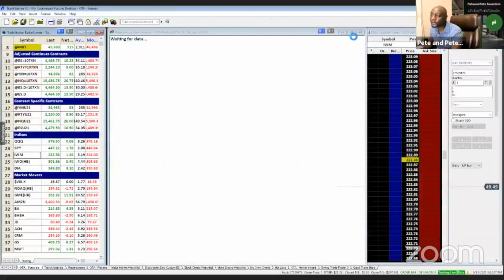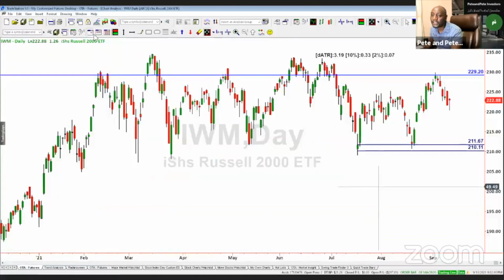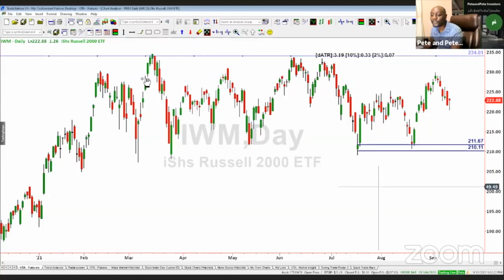Next one, IWM, Russell, on a daily. So Russell has been on this sideways maniac since February. A low of 210, a high of 235. 210, 235, 210, 235, 210. Knowing this sideways movement, anybody who has been tracking this has made lots of moolah here, buying at 210, selling at 235.